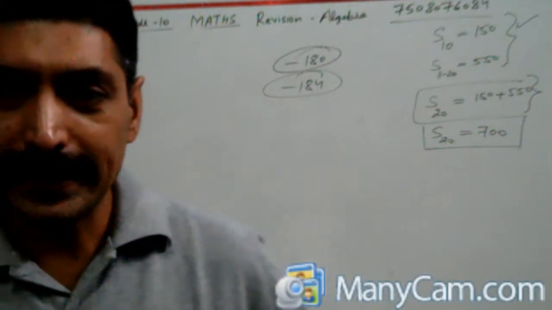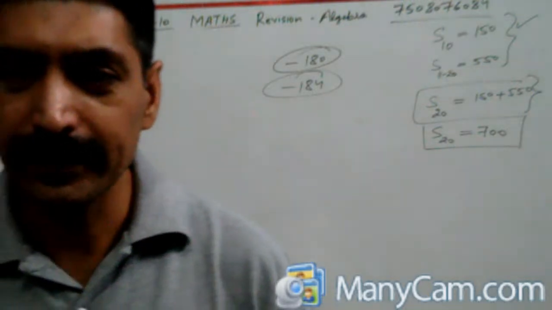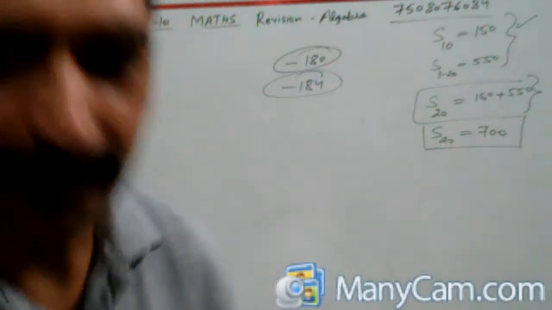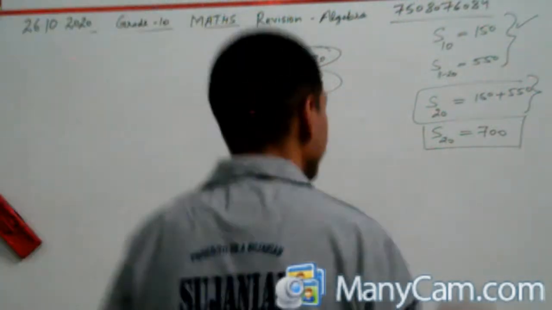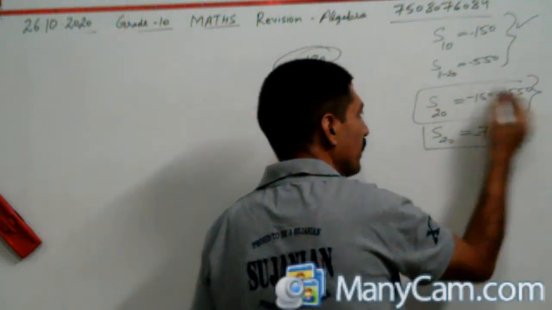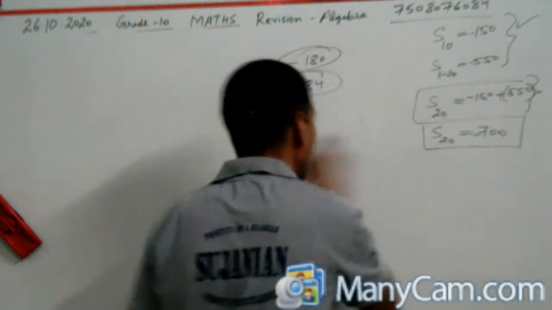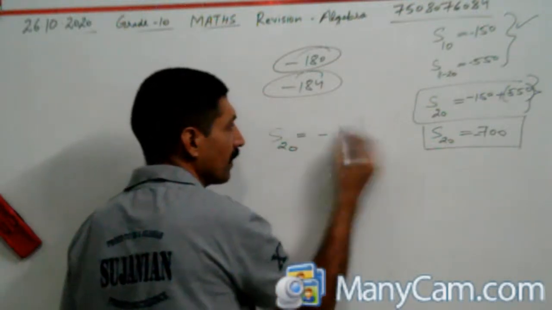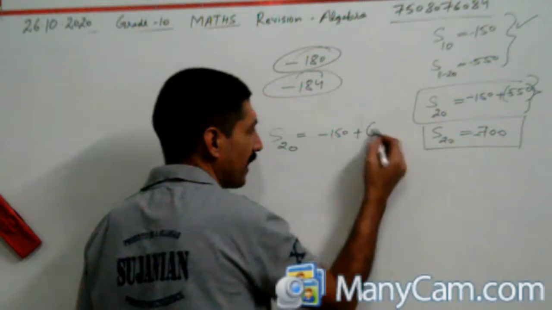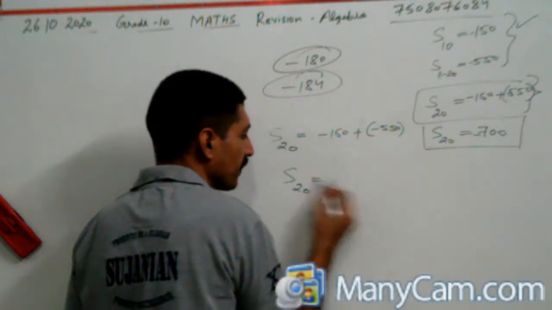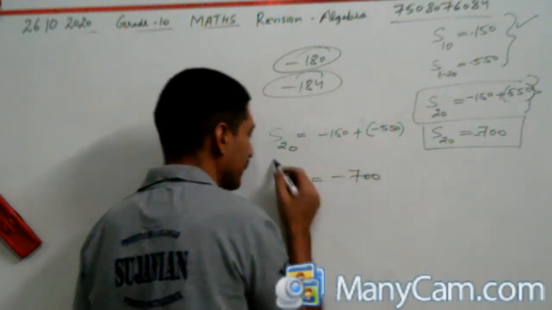Say, sir, minus 150, and it hardly matters. If it is minus 150 and it is minus 550, when you add, in that case, sum of 20 terms, minus 150 plus minus 550, is equal to minus 700. Let me solve this question.